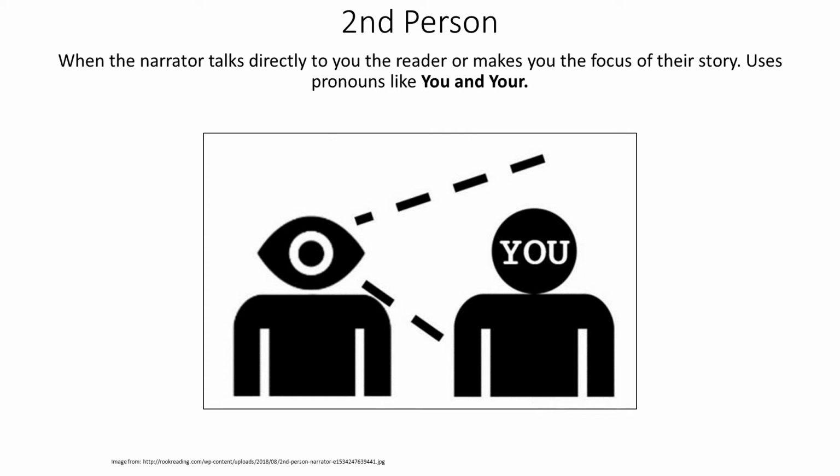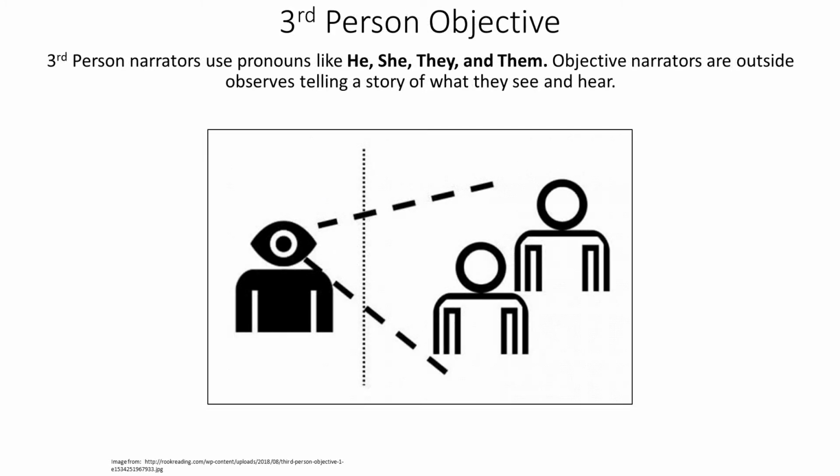As the illustration we see here, again, the narrator with the large eye head is looking directly at you, the reader. The next point of view we'll talk about is third-person narration. Now, the big difference between third-person narration and first and second-person narration is that there are actually three different types of third-person narration. The first one we're going to be going over is third-person objective.